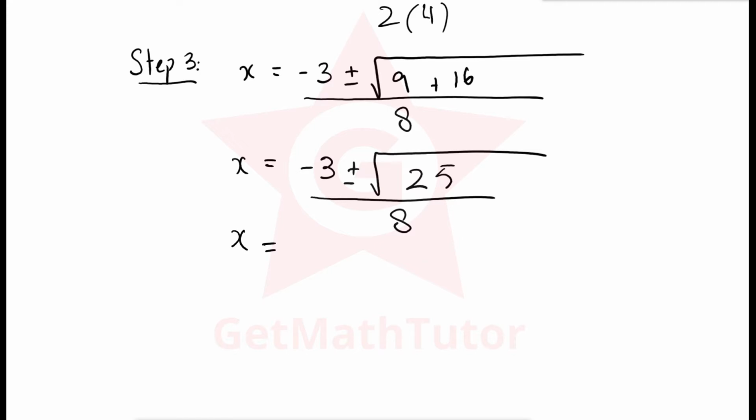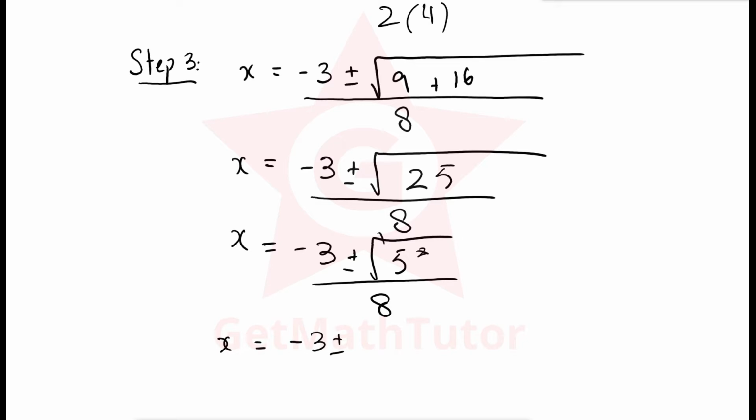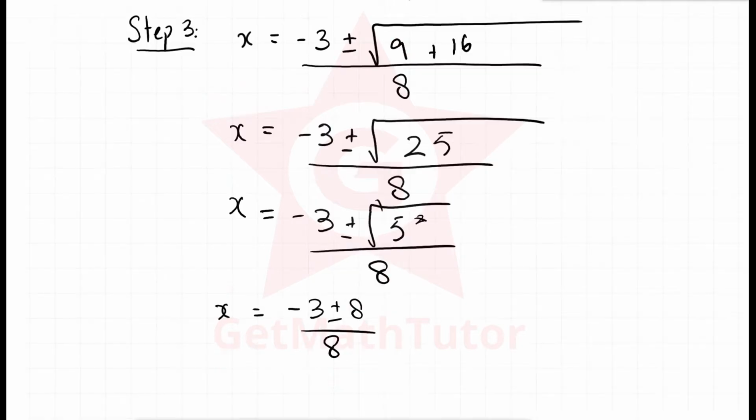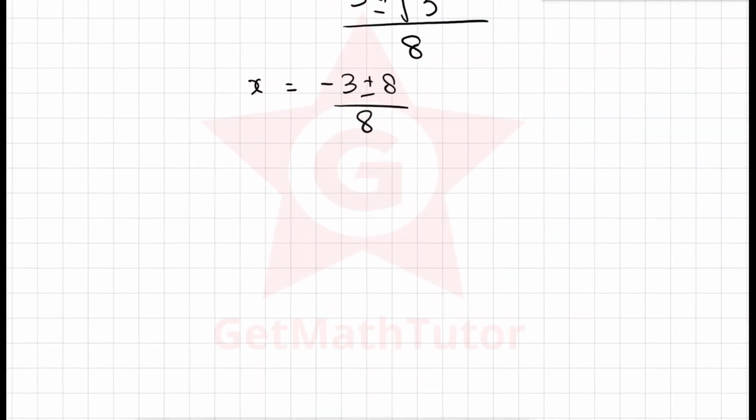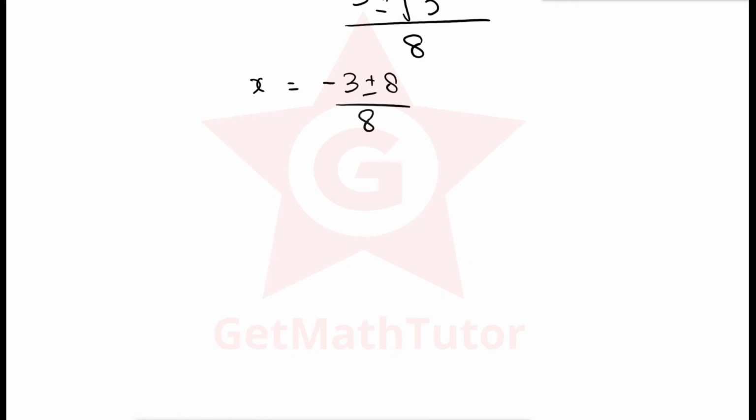Then we will further simplify it. So it will be minus 3, and now because it is 25, we know that 25 is the square of 5. So we can write it like square root of 5 squared, divided by 8. And as you know, we can cancel this square with the square root. So it will be minus 3 plus minus 5, divided by 8. All right. So now we have two answers for x.